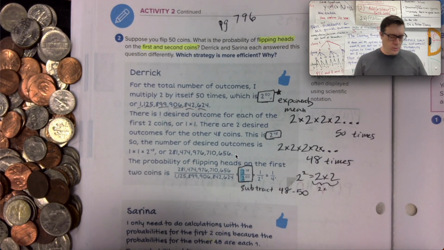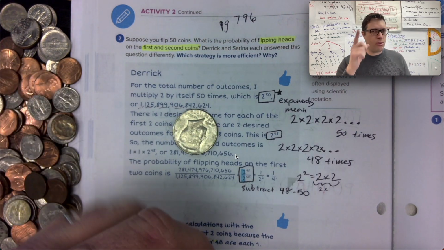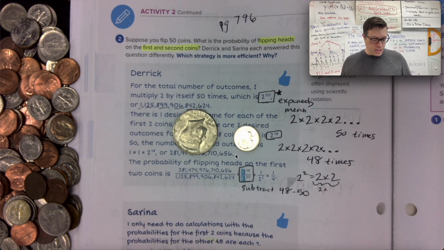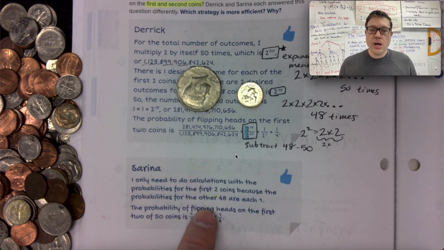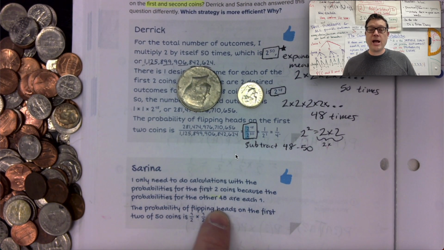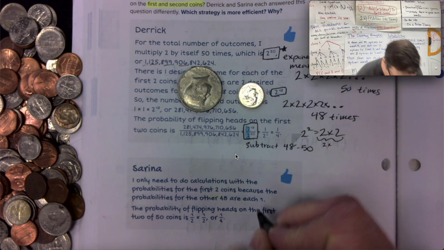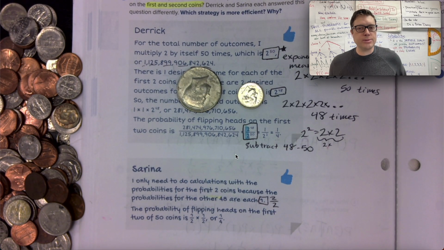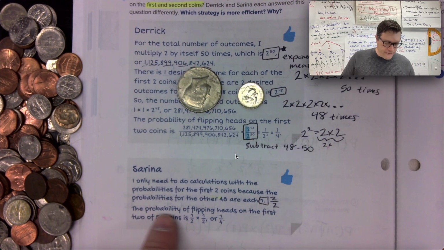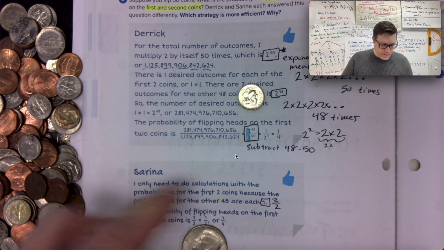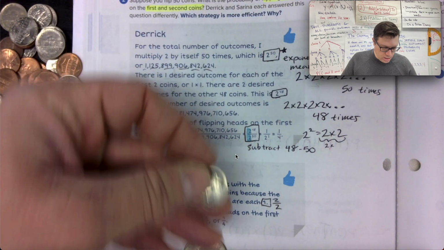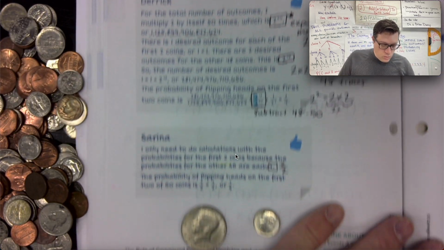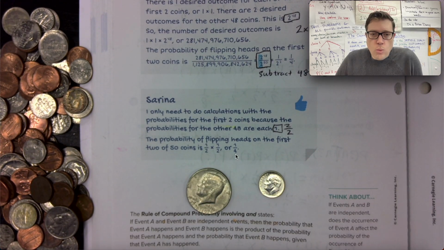I won't steal the conclusion, but I want you to think about what Serena might say. She might have the more advanced thinking in the process. Serena says, I only need to do calculations with the probabilities for the first 2 coins because the probabilities of the other 48 are 2/2, which is 1. 2 outcomes, 2 total outcomes, 2/2, 1. The probability of flipping heads on the first and heads on the second is 1/2 times 1/2, aka 1/4.